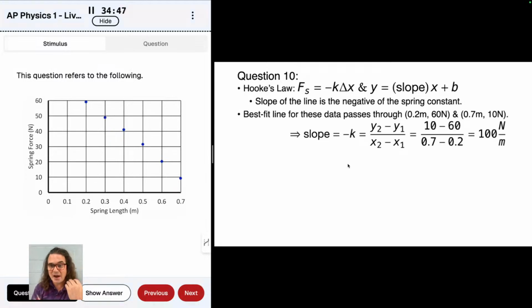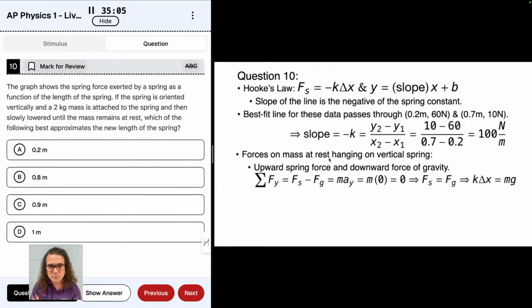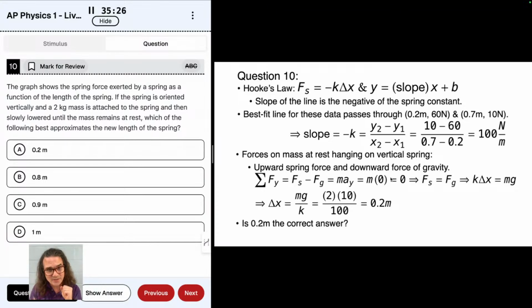So we can go through and figure out the slope. The slope is the negative of the spring constant, so we end up with 100 newtons per meter. The forces on a mass at rest on a vertical string are the upward spring force and the downward force of gravity. Summing the forces in the y direction, we know the acceleration in the y direction is 0 because it's at rest. So the force of the spring equals the force of gravity, or the spring constant times displacement from equilibrium position equals mass times the acceleration due to gravity. So we can solve for the displacement from equilibrium position, 0.2 meters. So class, is 0.2 meters the correct answer for this question?